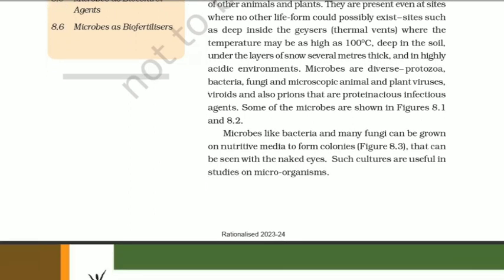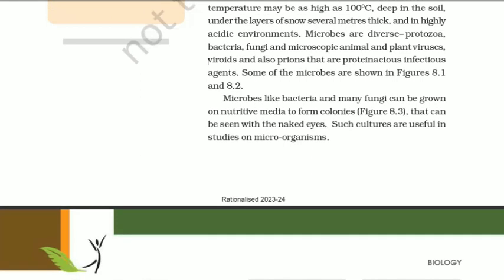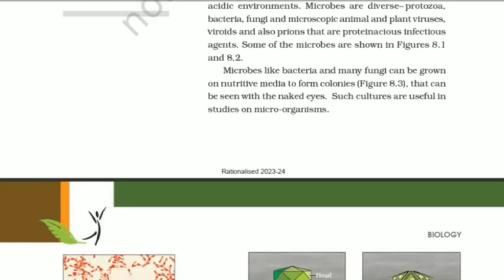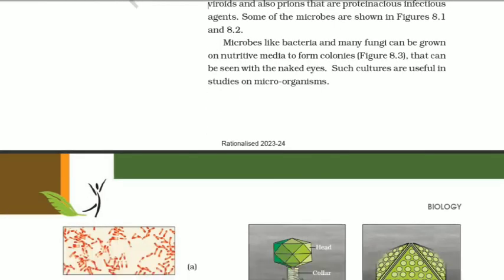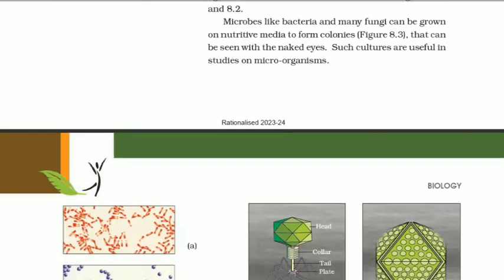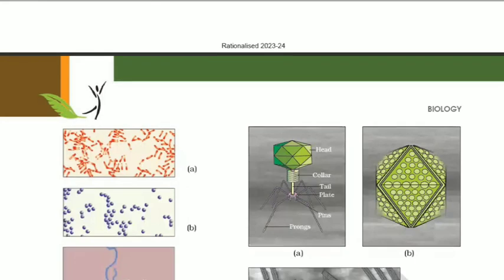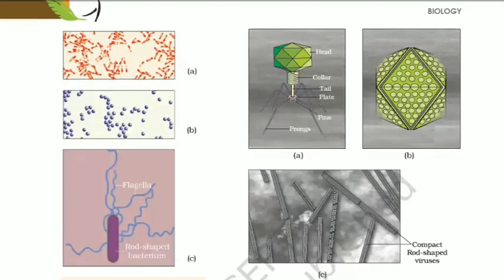Microbes are diverse: protozoa, bacteria, fungi, and microscopic animal and plant viruses, viroids, and also prions that are proteinaceous infectious agents. Some of the microbes are shown in figure 8.1 and 8.2. Microbes like bacteria and fungi can be grown on nutritive media to form colonies, as shown in figure 8.3, that can be seen with the naked eyes. Such cultures are useful in studies on microorganisms. You can have a look at the microorganisms shown over here on the screen.